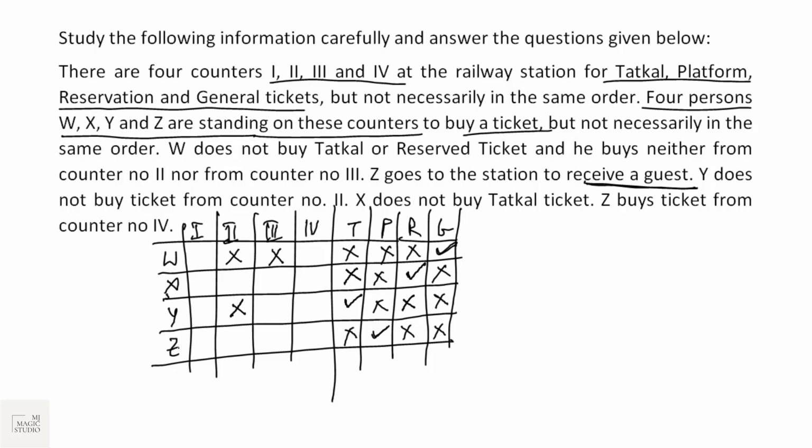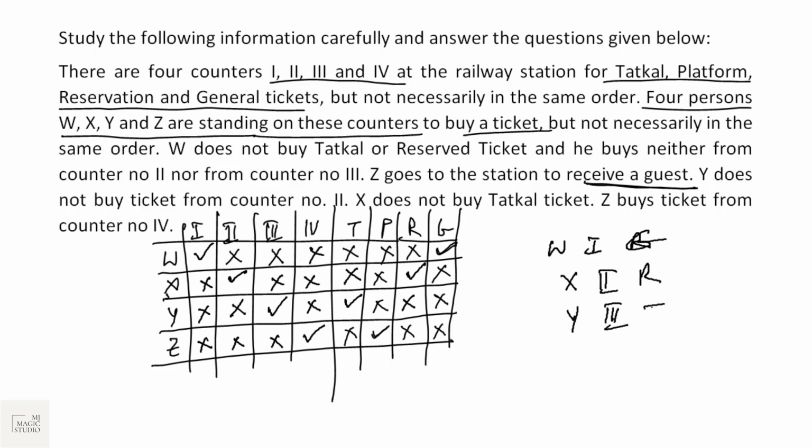Z buys a ticket from counter 4, and we can see that this grid will also get completed automatically. That's it. Done. W is standing at 1, buying a general ticket. X is standing at 2, buying a reservation ticket. Y is standing at 3, buying Tatkal, and Z is standing at 4 and buying a platform ticket. Once we have this, we can answer all the questions associated with it in no time.